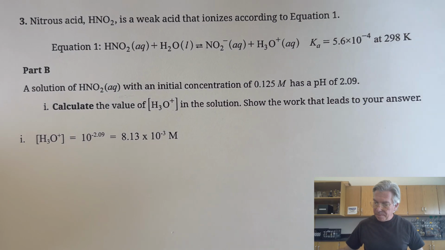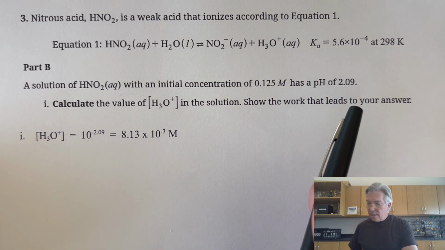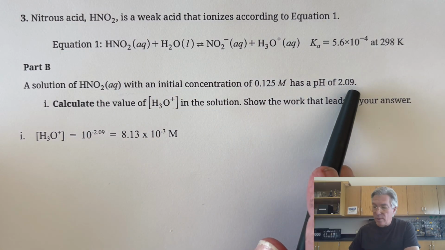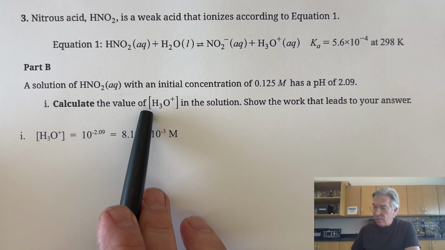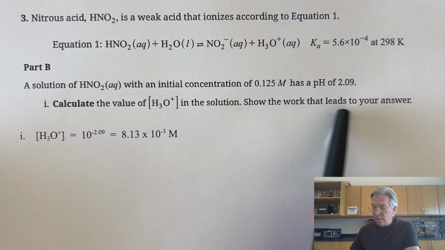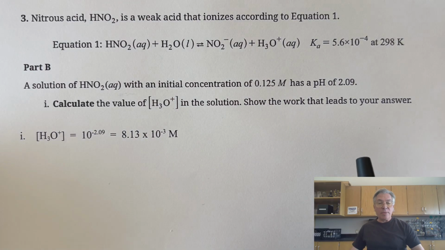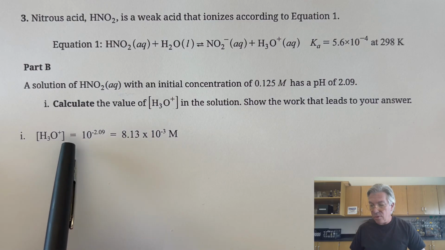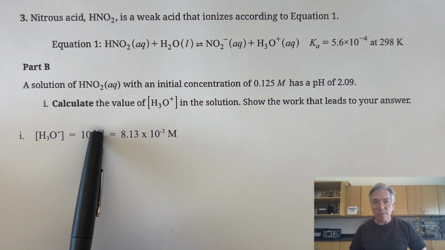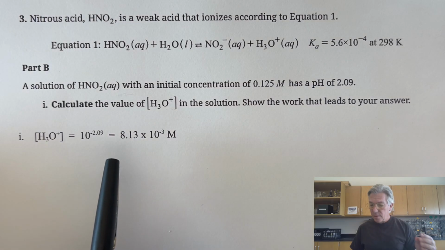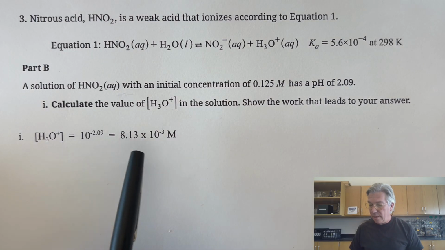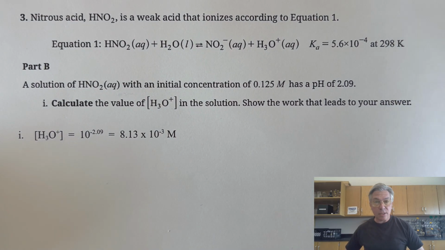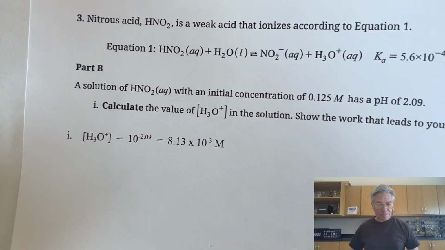In part B, same equation given. A solution of HNO2 with an initial concentration of 0.125 M has a pH of 2.09. Calculate the value of H3O plus in the solution. Show the work that leads to your answer. So we have to go back to our pH equations and realize that the H3O plus concentration is equal to 10 raised to the negative of the pH value. So 10 to the negative 2.09 gives me 8.13 times 10 to the minus third moles per liter for the concentration of H3O plus in that solution.